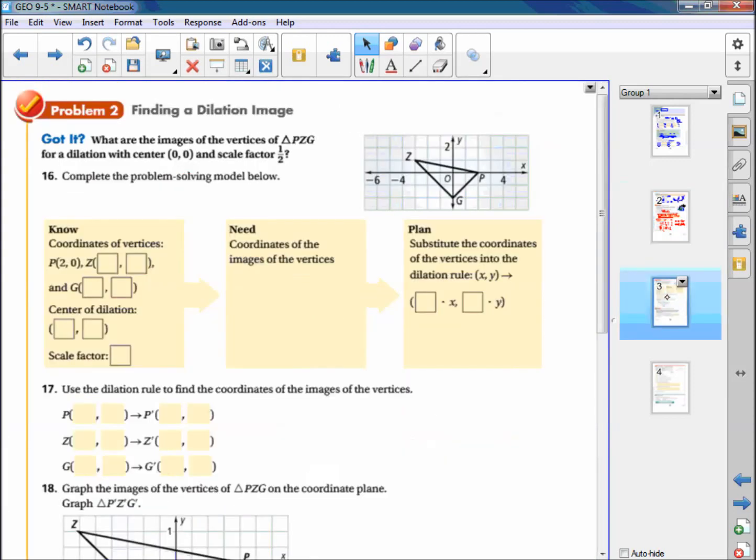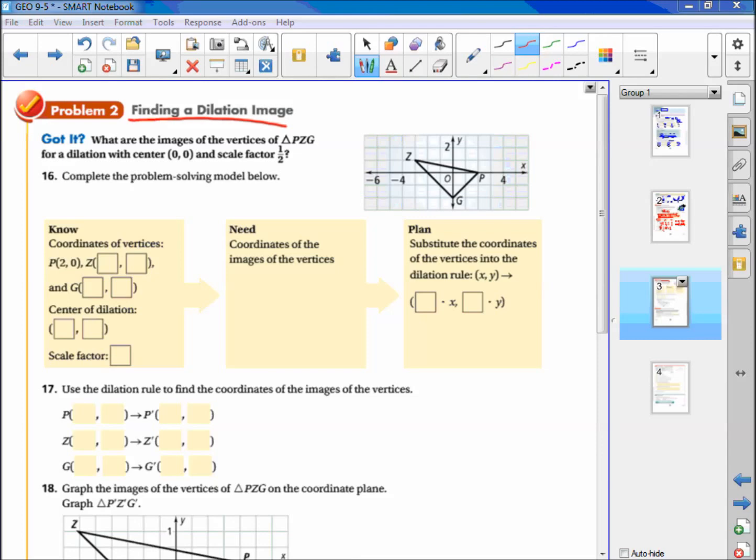All right, let's flip it over and see what's on page 3. Okay, problem number 2 on the third page. Big problem number 2 is finding a dilation image. So what are the images of the vertices of triangle PZG for a dilation from center 0, 0 and a scale factor of 1/2? So we want to make our new image be half as big as the pre-image, okay?